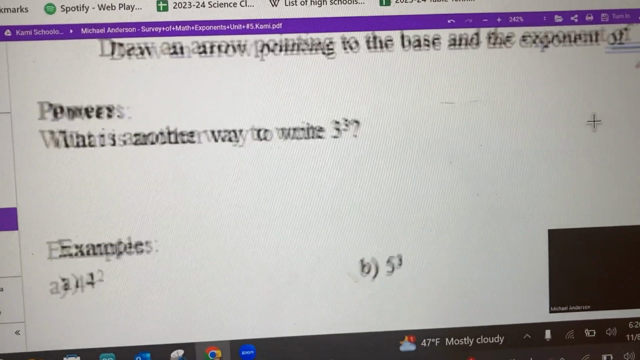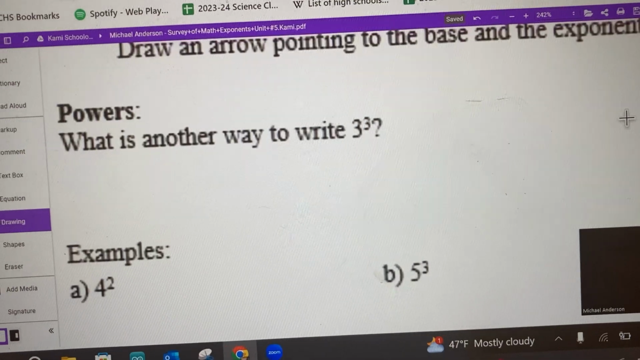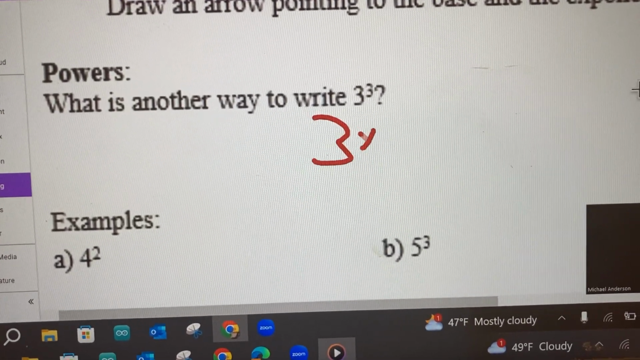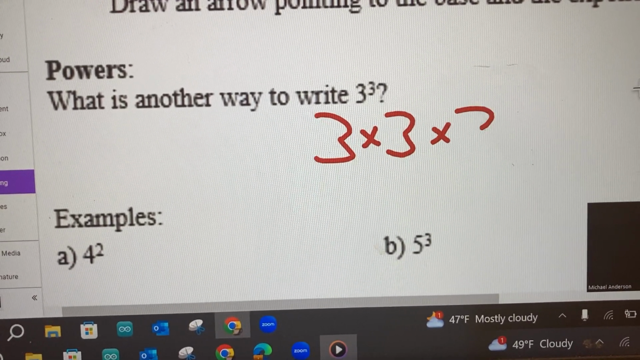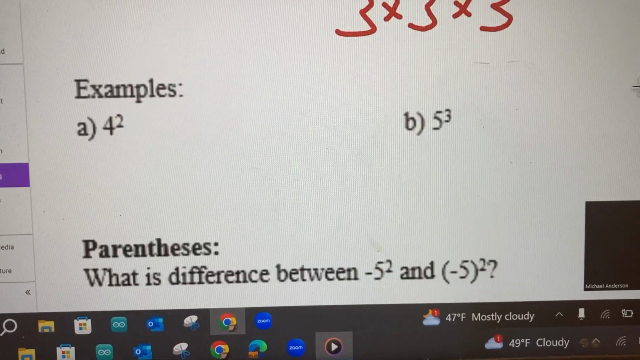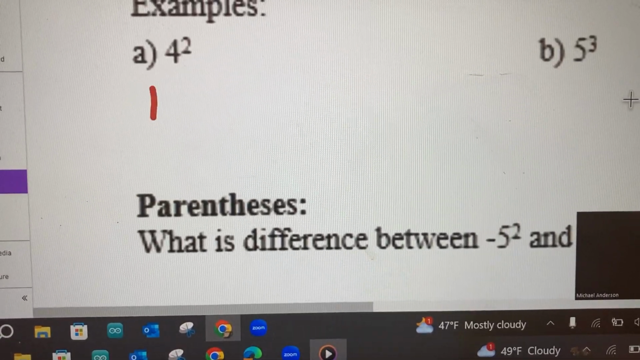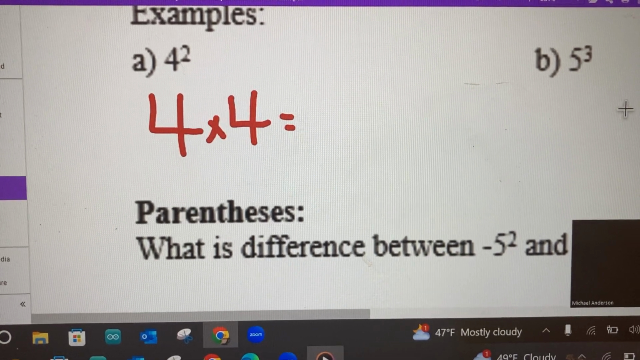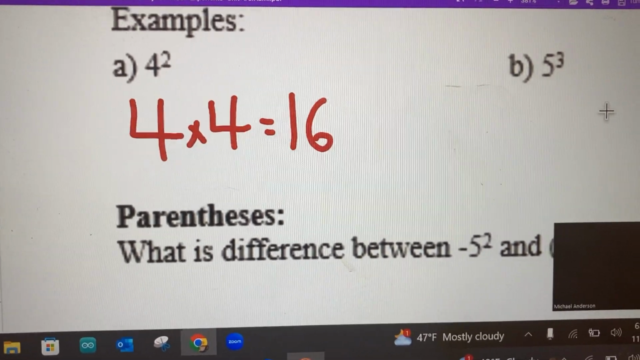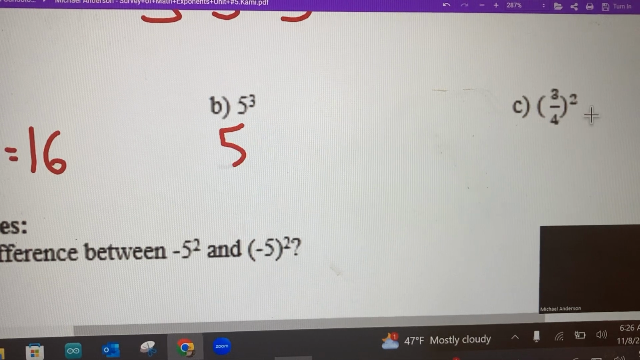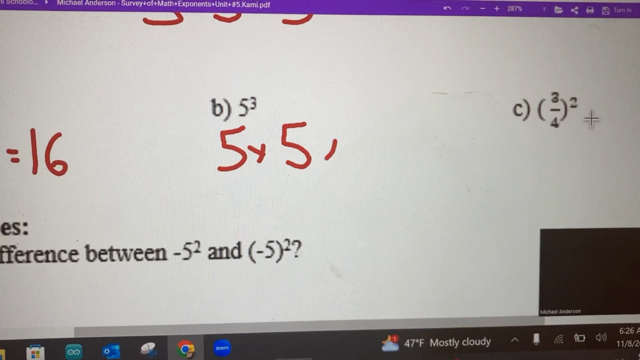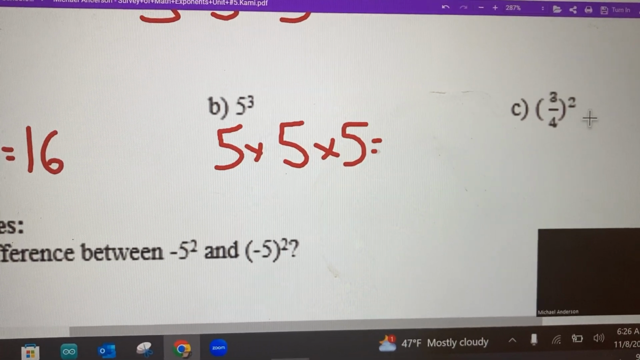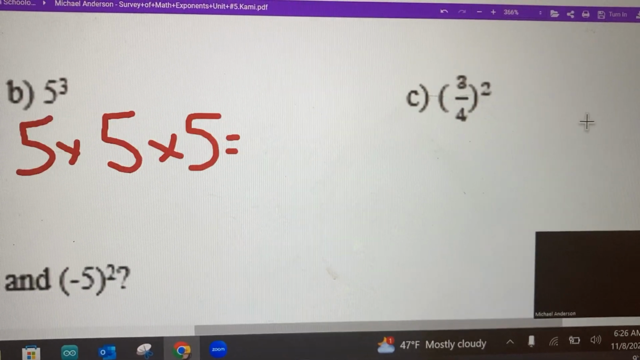So what's another way of writing 3 to the third power? That's going to be 3 times 3 times 3. So examples, 4 squared, we saw that a lot last unit. You just have 2 4s multiplied together. And as I showed earlier, 5 to the third is going to be 3 5s multiplied together.